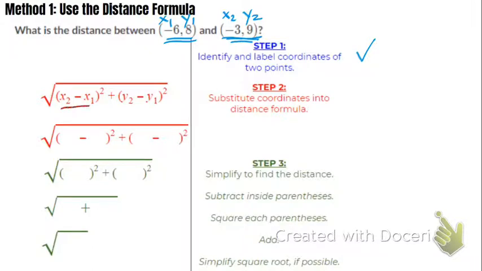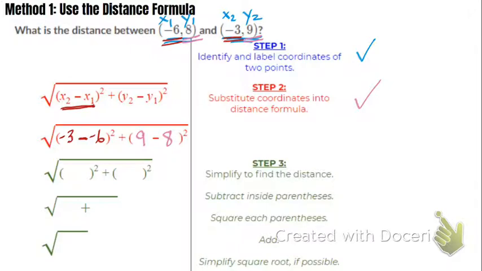So it starts off under the square root. The first set of parentheses says x2 minus x1. Notice that I've just laid it out. I have that minus sign there because you want to make sure you don't lose any negative signs. So if x2 is -3, I'm going to put -3 here, and x1 is -6, I'm going to put -6 here. Now let's put in y2 minus y1. That's just 9, 8. So it's 9 minus 8. So I've substituted the coordinates into the formula. I'm done with step 2.